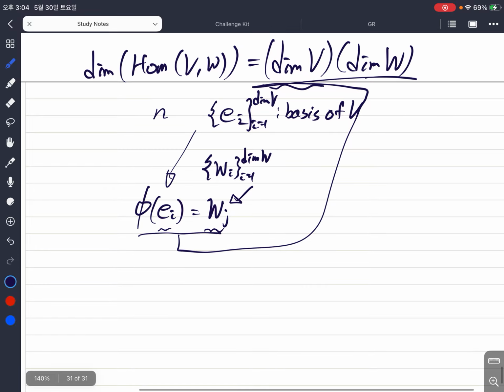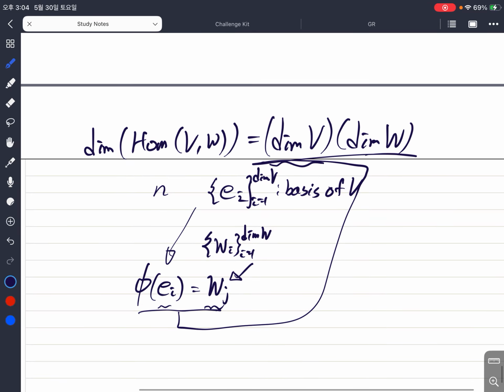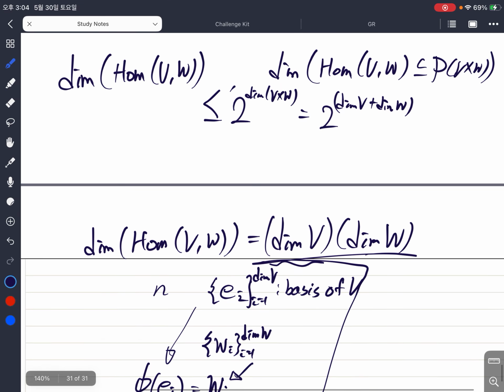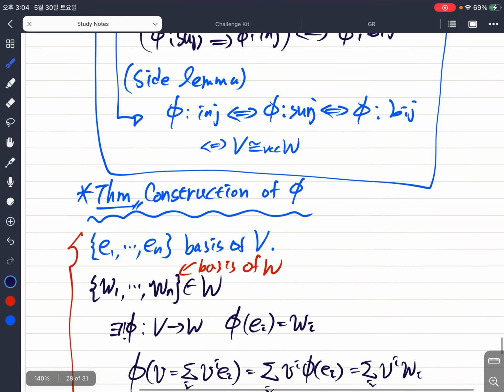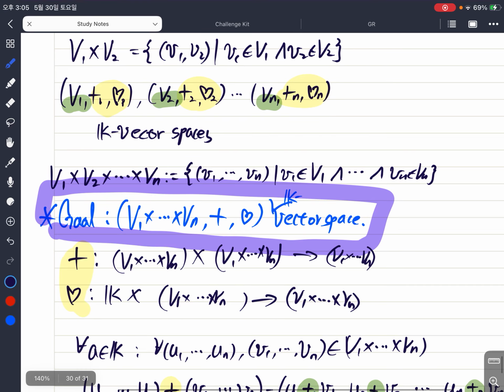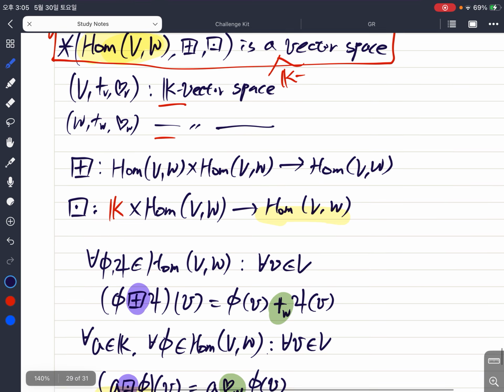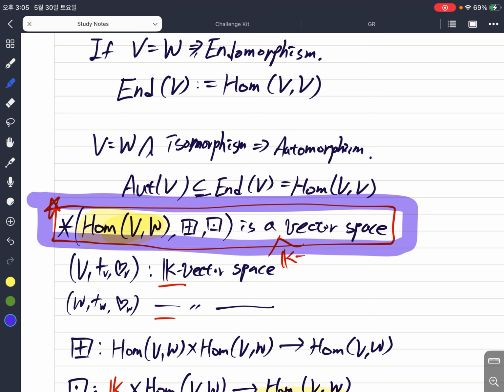And yeah, this is the story about the set of homomorphisms, or the set of linear maps. So what I want to say today, the main topic, was that Hom(V,W) is a vector space.